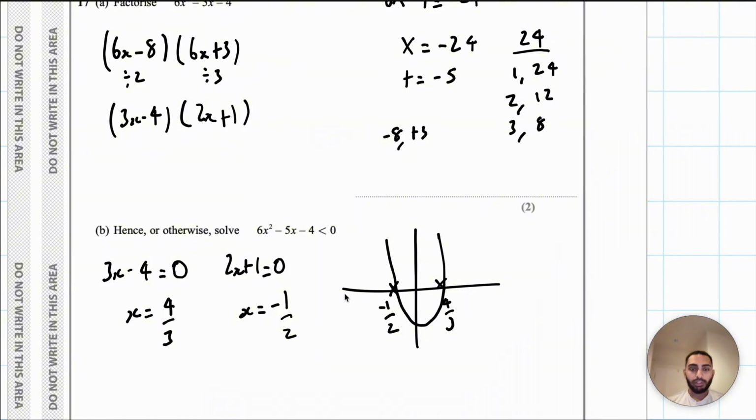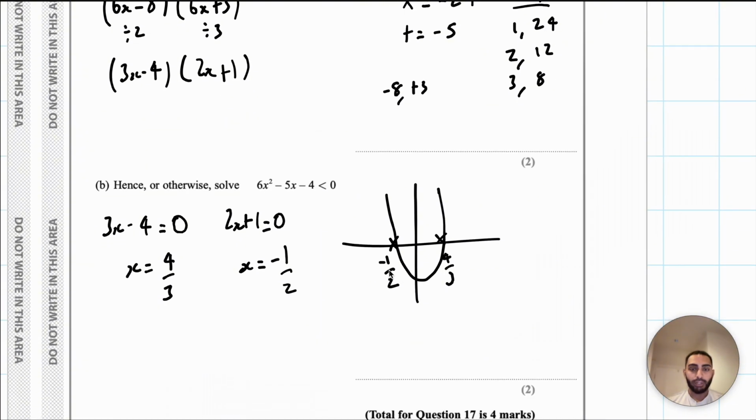Remember, we're looking for the points where it's underneath the x-axis, so it's between negative a half and 4/3. So the way we can write this is when x is greater than negative a half, and when it's less than 4/3.